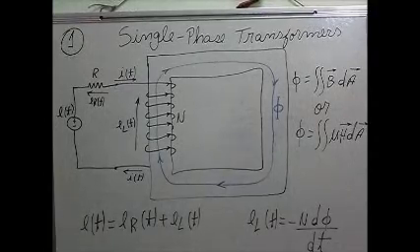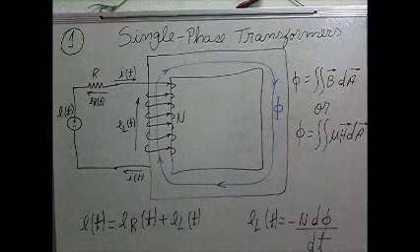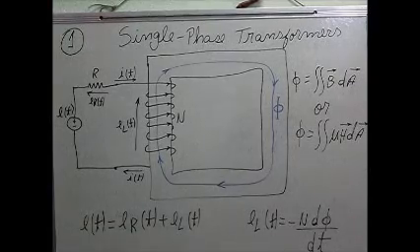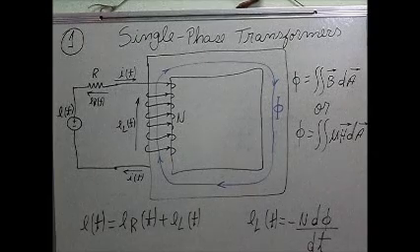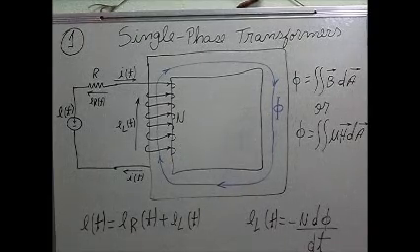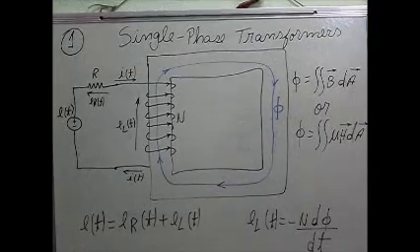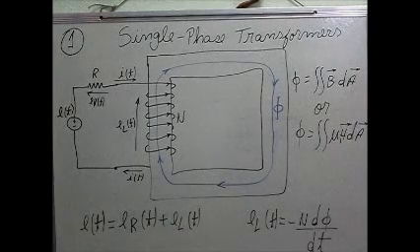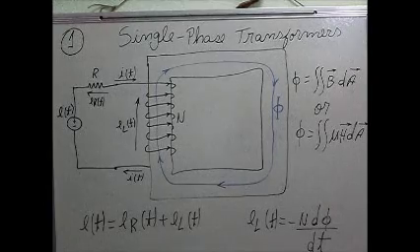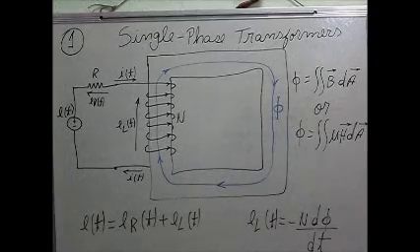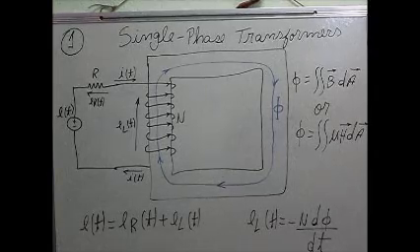But for varying currents, it allows voltage to build. So if the current is DC, d phi dt will be 0, and no voltage will build up. But if the current is varying, a sinusoidal current, d phi dt will be a number, and it will allow the voltage to build up. Okay, so this is what I wanted to show you today.